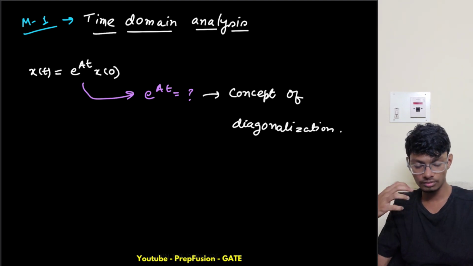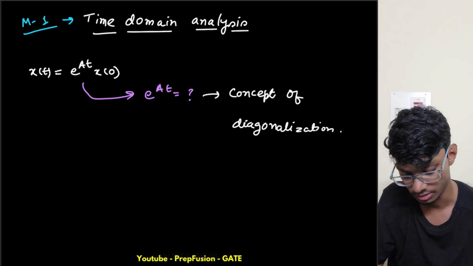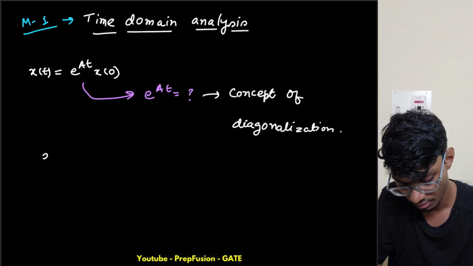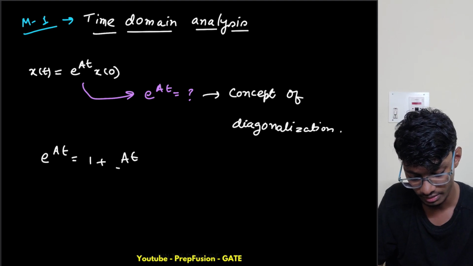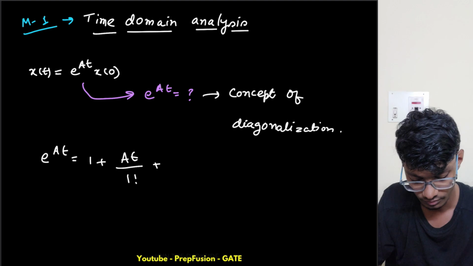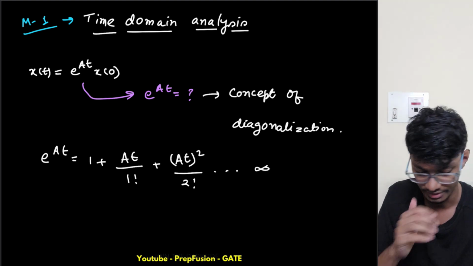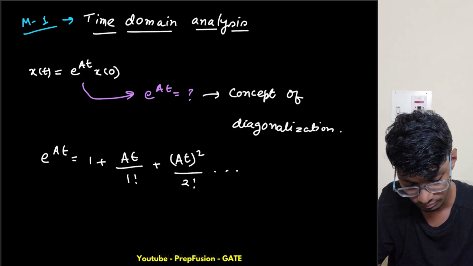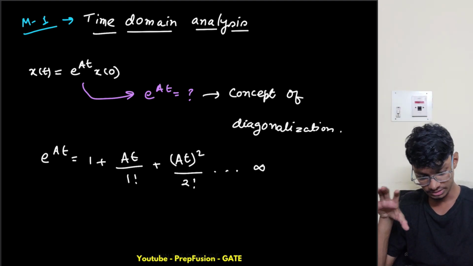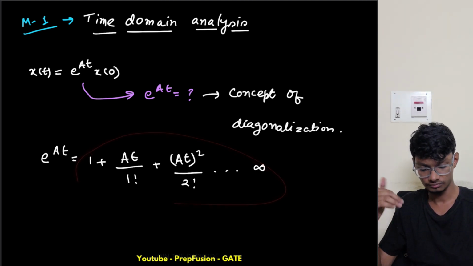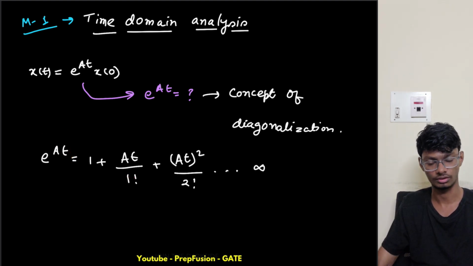In the normal case, without a matrix, what is e raised to power At equal to? It is the series form: e raised to power At equals 1 plus At by 1 factorial, then A squared t squared by 2 factorial, and this goes on till infinity. Here this is in matrix format, and A is the matrix, so I can expand it like this.